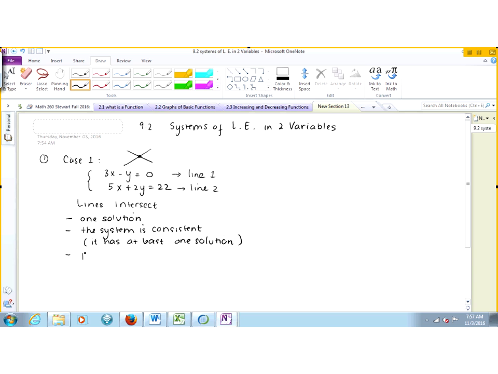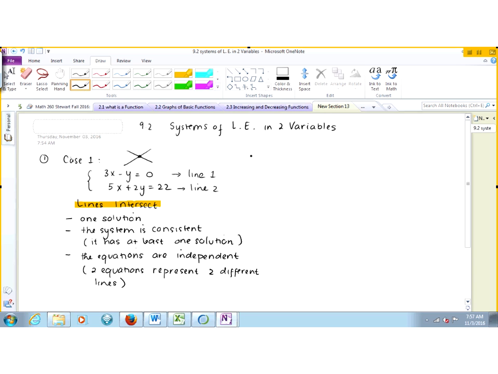And the next one is that the equations are independent. So you have two equations, and how many lines do I have? Two. So they are called independent, because the two equations represent two distinct, meaning two different, lines. All right, so this is case 1. Case 1 is when the lines intersect. So when you graph these, you'll know.